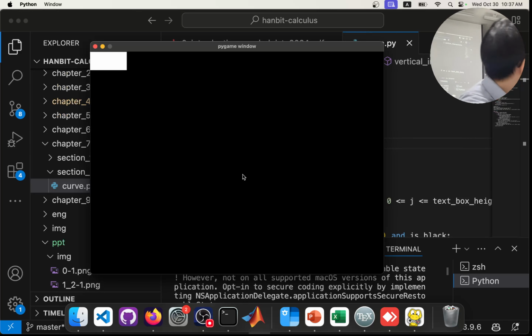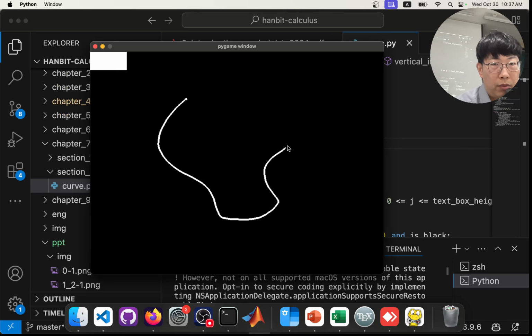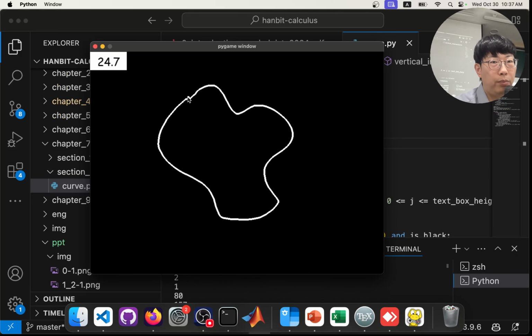I think this white block is 2 by 1, so it gives you the unit length of this screen. The width of this white block is 2 and the height is 1. If you click your mouse, you can draw any curve. It doesn't have to be a closed path. Once you release your mouse button, it calculates the length of the curve you drew on the screen.